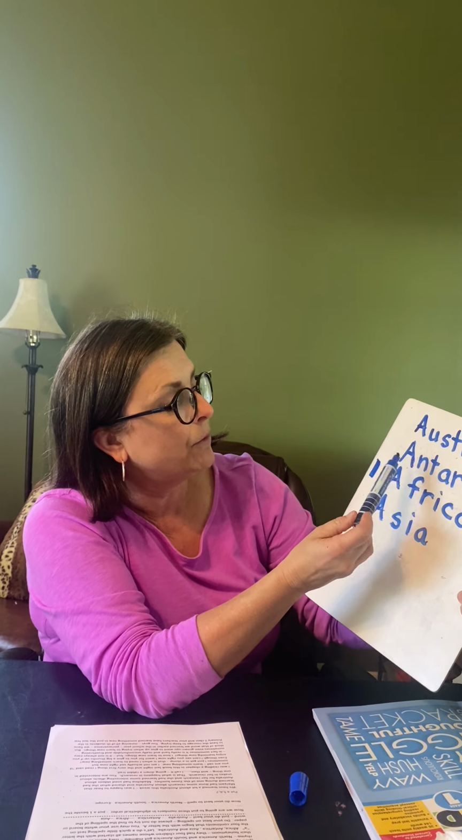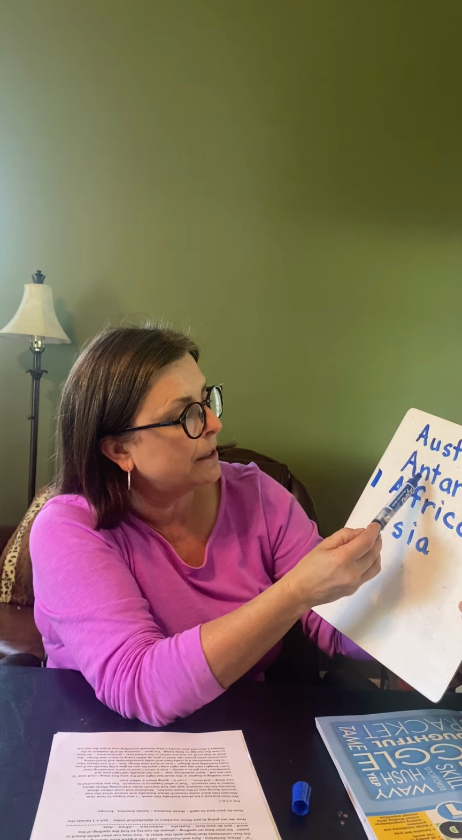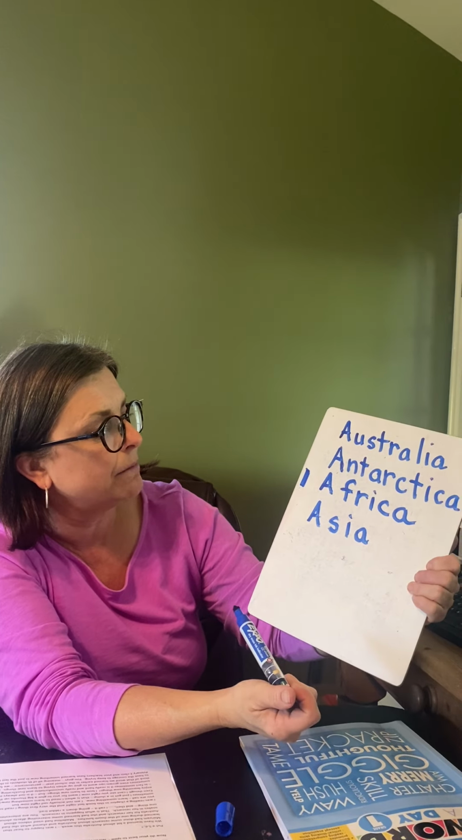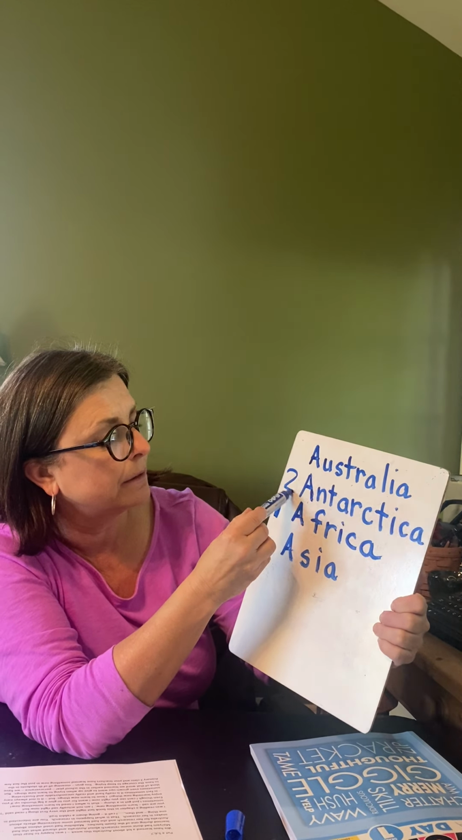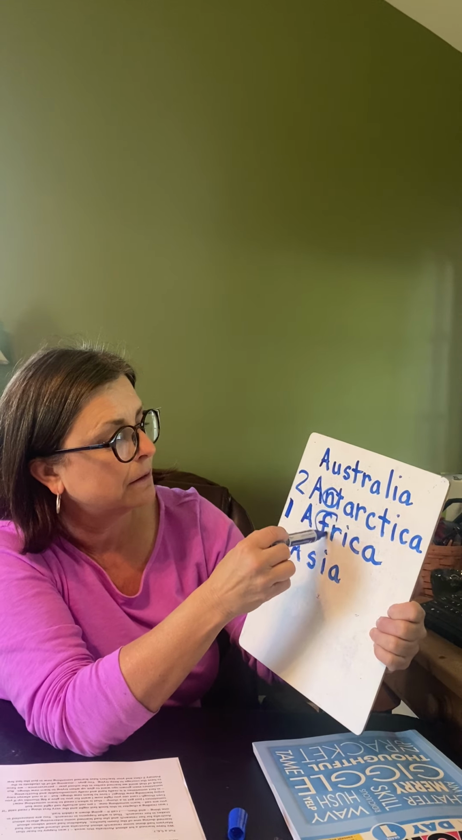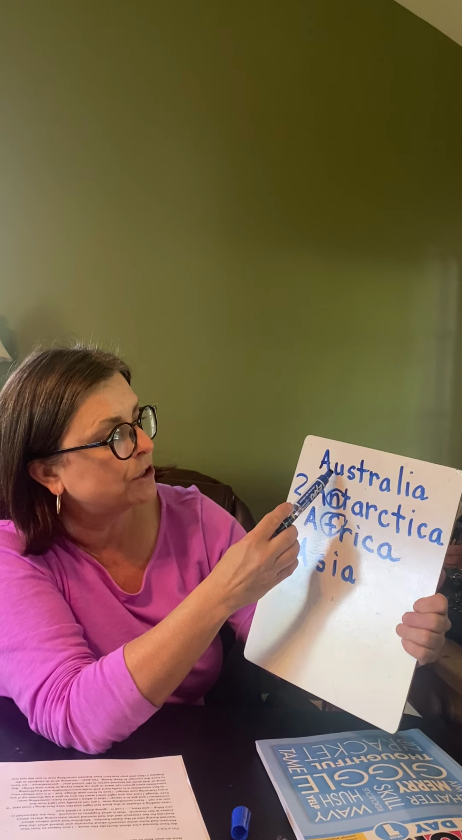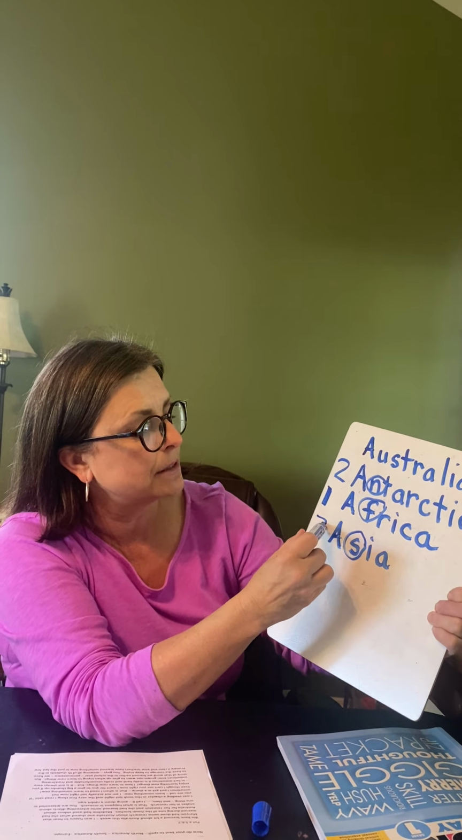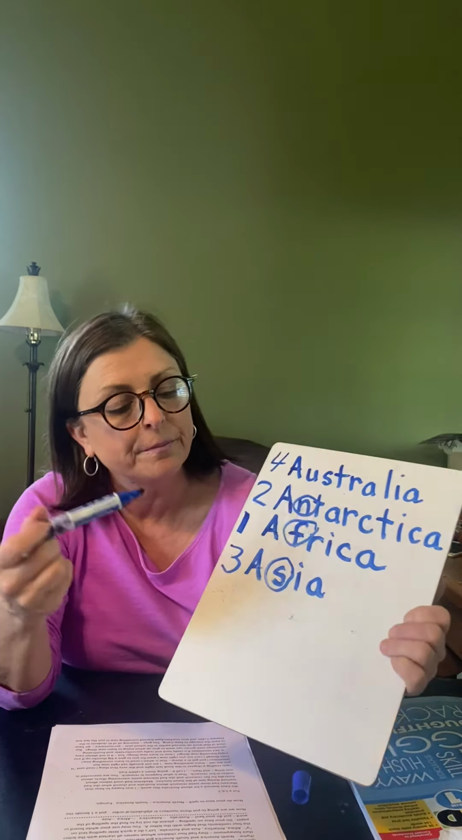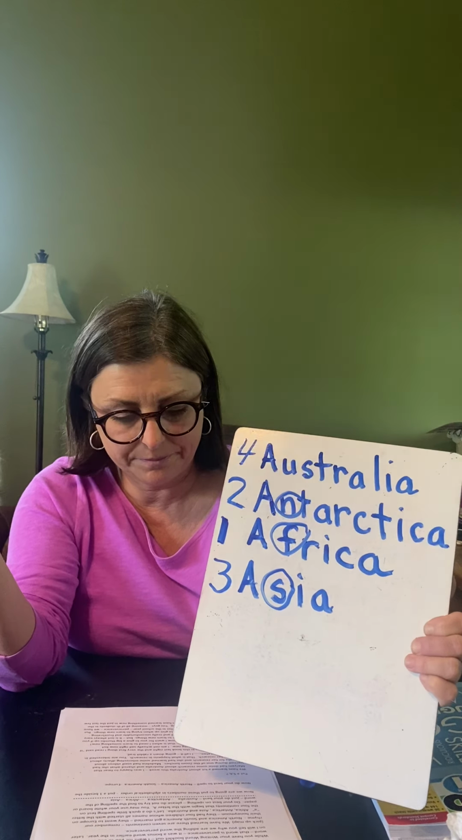So just put a 1 beside Africa. Put a number 1. And then would it be U, N, or S? Which of those would come next? I believe it would be Antarctica, the N. And then we have the choice of U or S. Which comes first in the alphabet, U or S? It's the letter S. So if we were putting those 4 words in ABC order, this is the order they would be in.